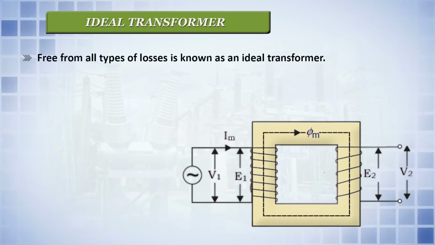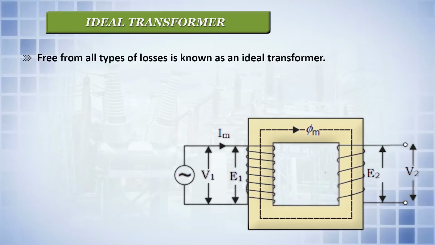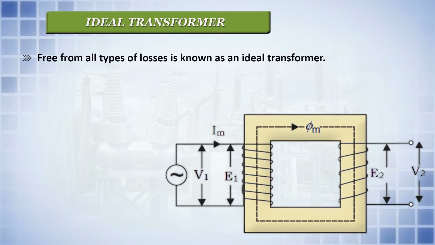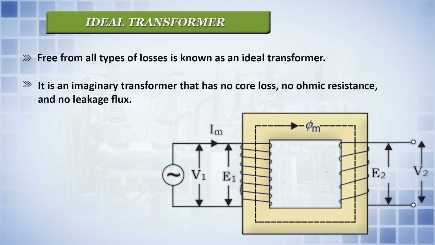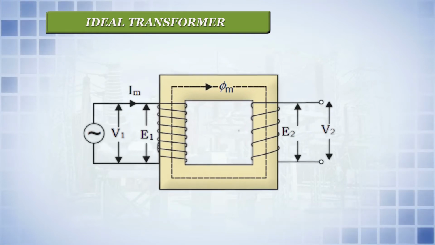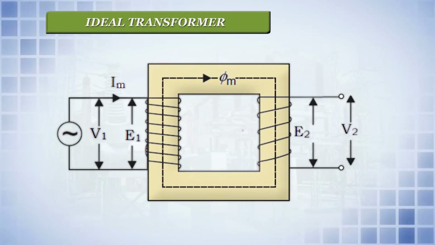The transformer which is free from all types of losses is known as an ideal transformer. It is an imaginary transformer that has no core loss, no ohmic resistances and no leakage flux. The ideal transformer has some important characteristics which will be discussed now. Here you can see in the diagram that supply V = Vm sin ωt is given at the primary side. Here you can see that V1 is equal to E1.